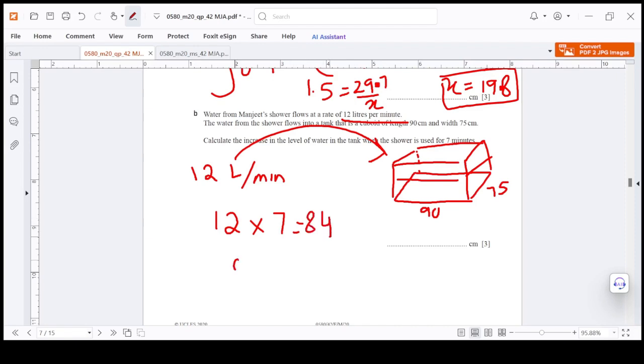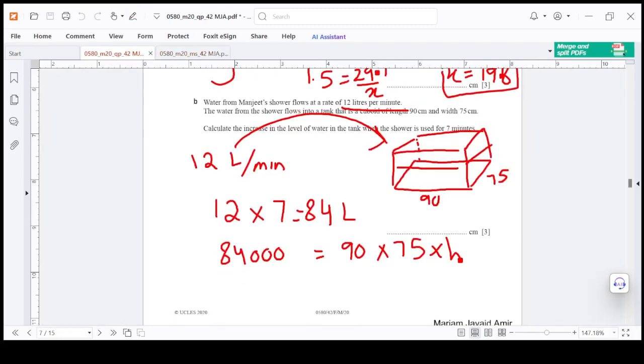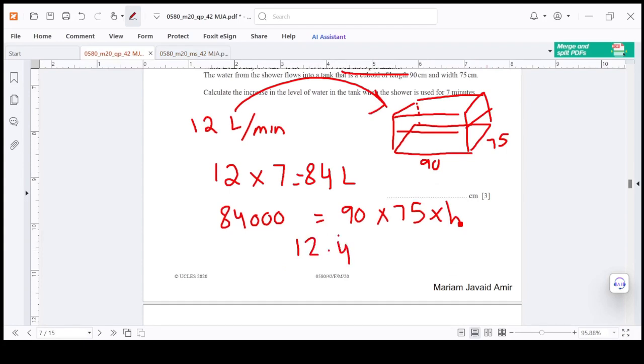So that's the volume. 84 is equal to length times width, but that's liters. You have to change liters into centimeter cube. So that would be 84,000 centimeter cube equals length times width times height. So divide 84,000 by 90 and by 75. I'm getting 12.44444. Let's check. It is correct. So the unrounded answer is 12.4 with a recurring 4, and the rounded value would be 12.4 correct to 3 significant figures.